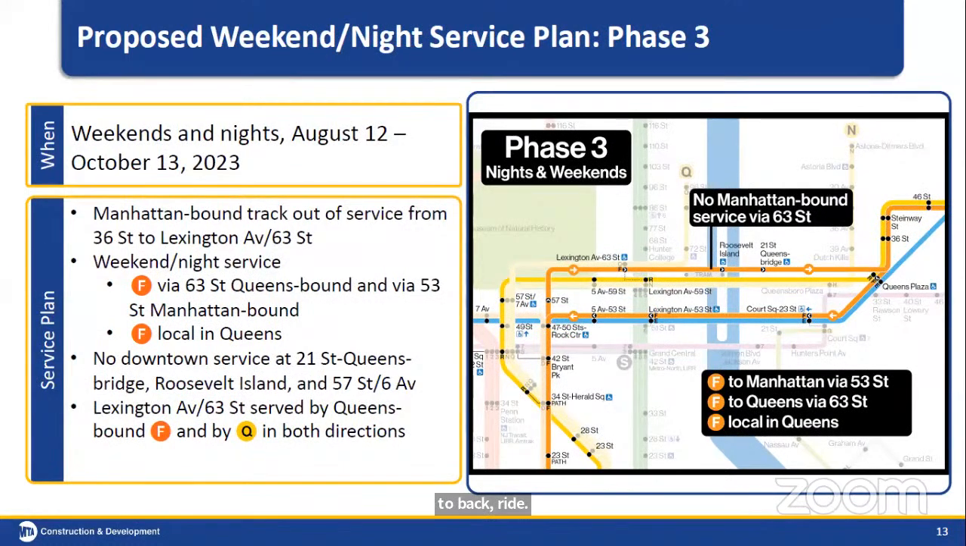And as in phase 1, phase 3 weekend and night service adjusts for no regular M service along Queens Boulevard during the weekend or overnight, with F operating local and one-way 63rd Street service. This map shows weekend service, and again, the overnights in Queens just have no R and the F running local.